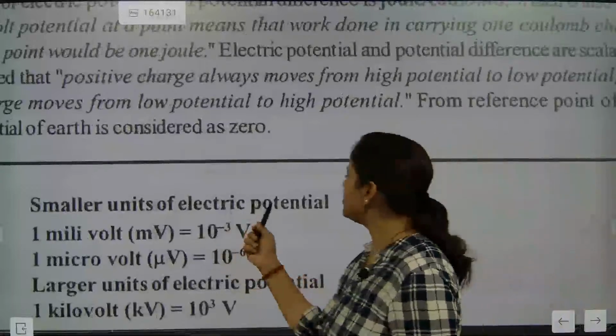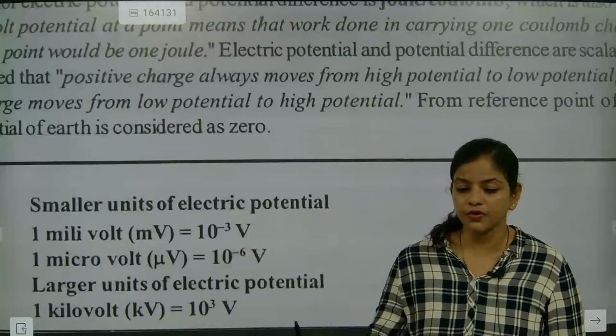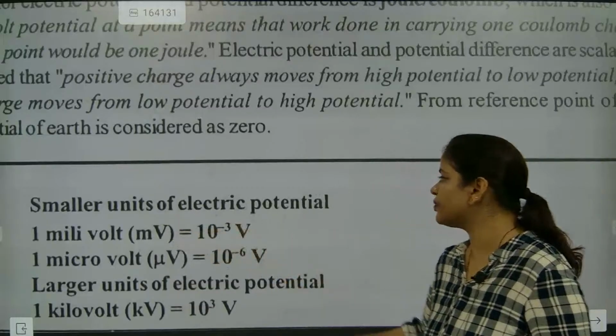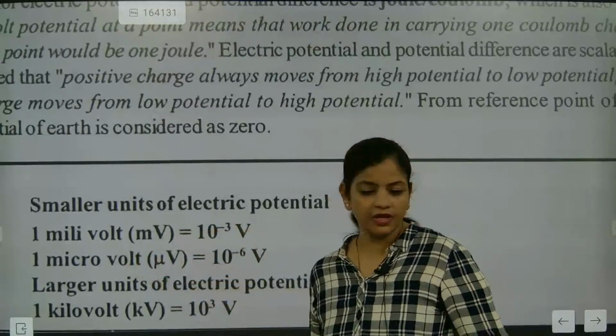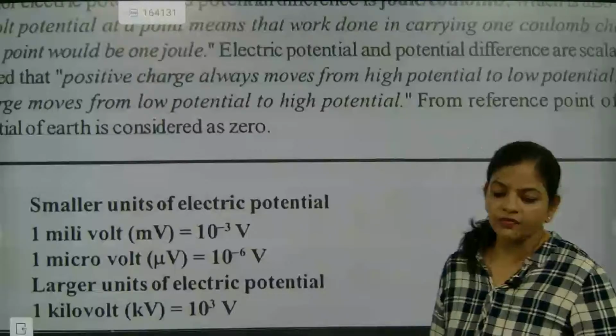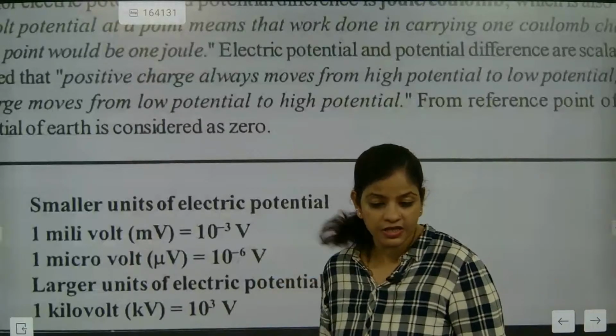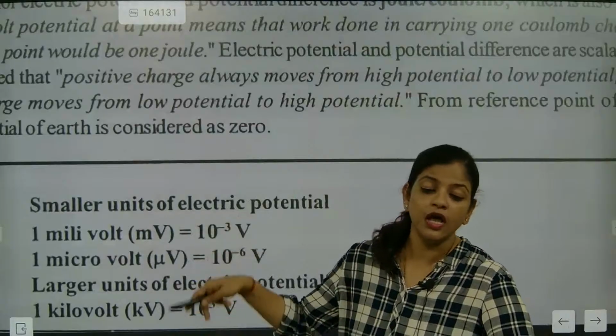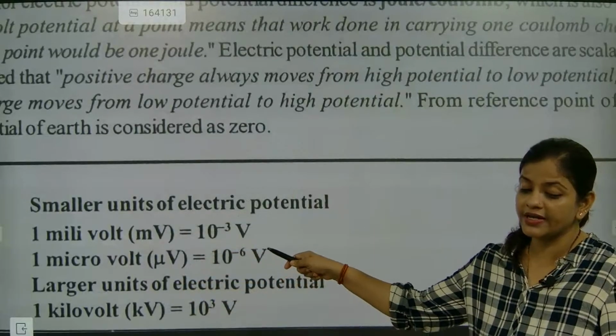the smaller units of electric potential. The volt is the unit of electric potential. Look here, smaller units of electric potential: 1 millivolt. Millivolt is smaller than volt, so a millivolt is 10 to the power minus 3 volt. 1 microvolt is also smaller. This is smaller than millivolt. It will be 10 to the power minus 6 volt.